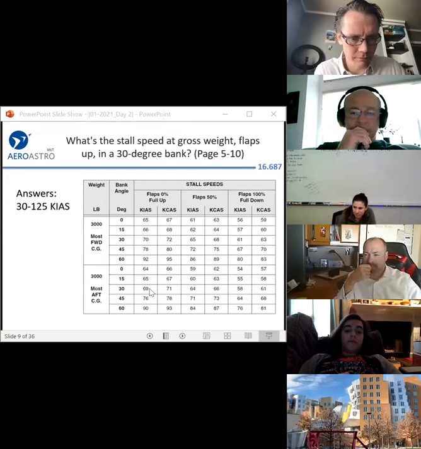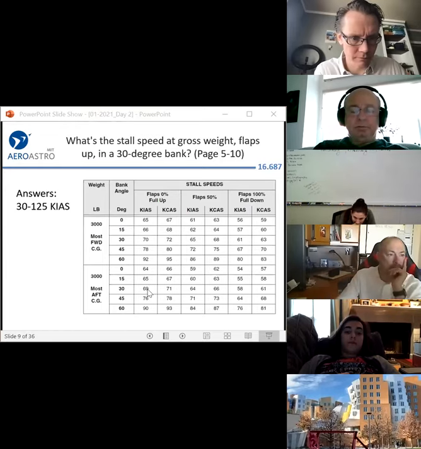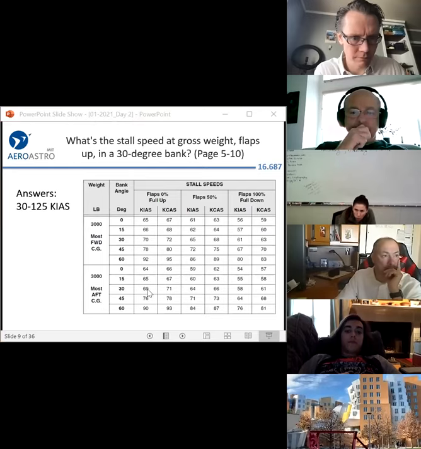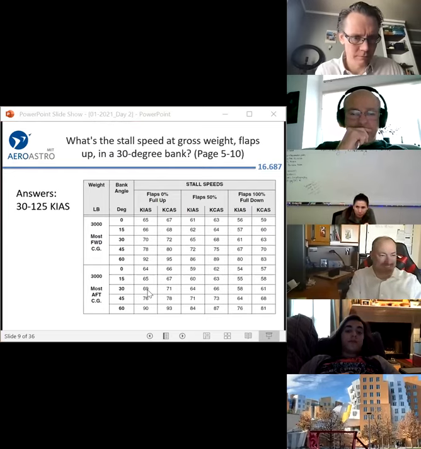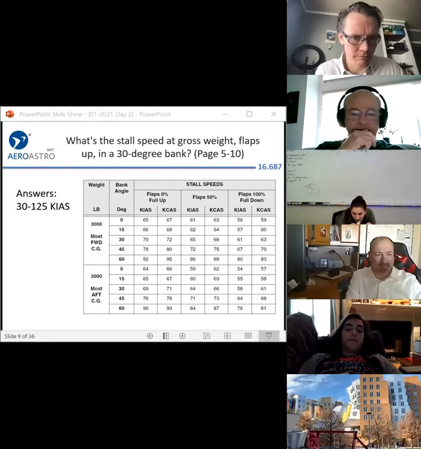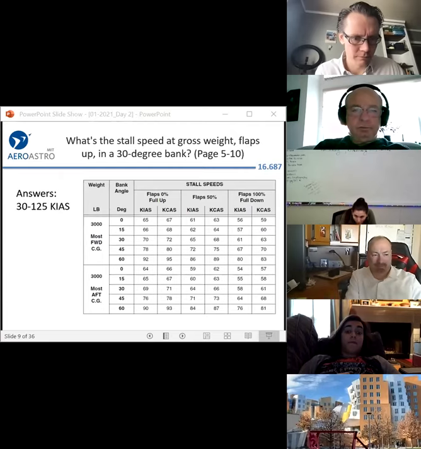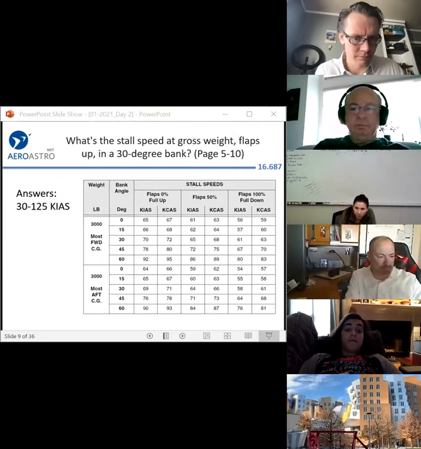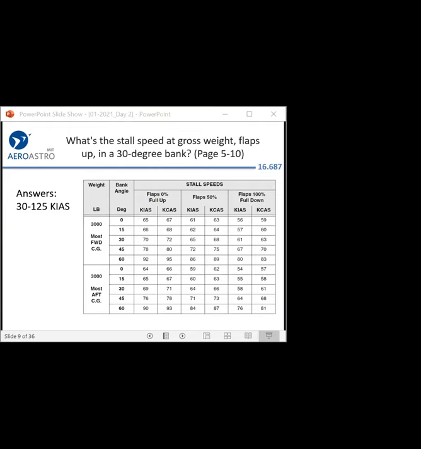N-I-A-S and K-C-A-S. That is a great question. So indicated airspeed is the only thing we care about as pilots. That's what we can see. Calibrated airspeed, Tina might have a better perspective on this, but the pitot tube isn't perfect. So there's some engineering way of measuring, if the airspeed indicator says you're going 100 knots, how fast are you actually going? So in this case, it shows that you're going to stall.